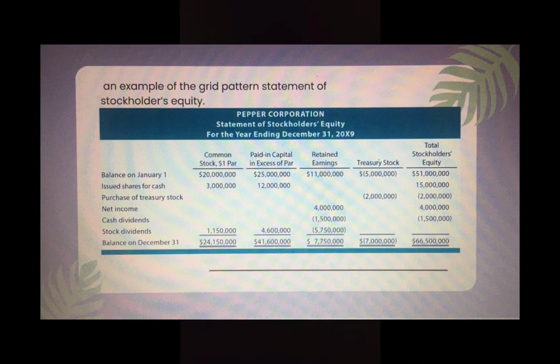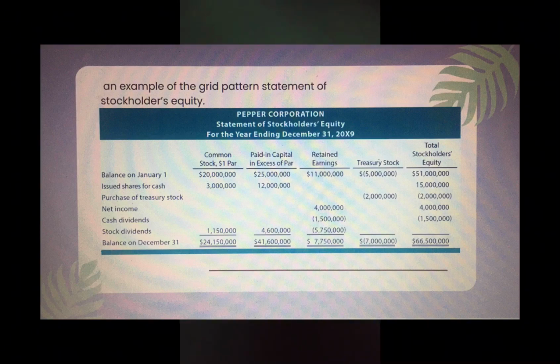For treasury stock, at the beginning of the period, it has 5 million and at the end of the period, it increases to 7 million. The reason why it increases is because of an additional 2 million for purchase of treasury stock plus the balance of treasury stock amounting to 5 million in the beginning. That makes it a 7 million balance in total at the end of the period.